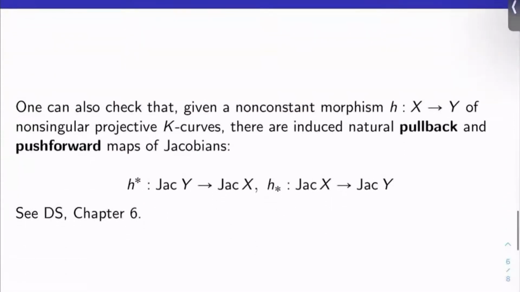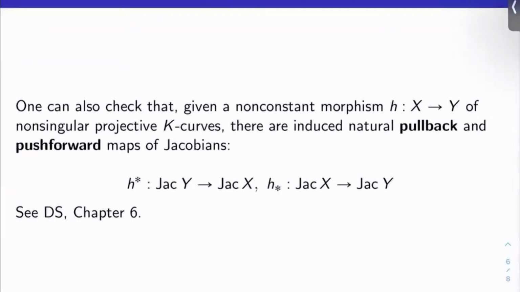Okay, one thing we should be aware of with Jacobians is if I give you a non-constant morphism h from X to Y of non-singular projective K curves, there are induced natural pullback and push forward maps of Jacobians. So there's a pullback map h star from the Jacobian of Y to the Jacobian of X. And there's also a push forward map h lower star from the Jacobian of X to the Jacobian of Y. One of these two is pretty easy to construct and the other one's not so easy. But again, Diamond and Shurman chapter 6 is your reference for that. Okay, so we'll need this probably next video even.